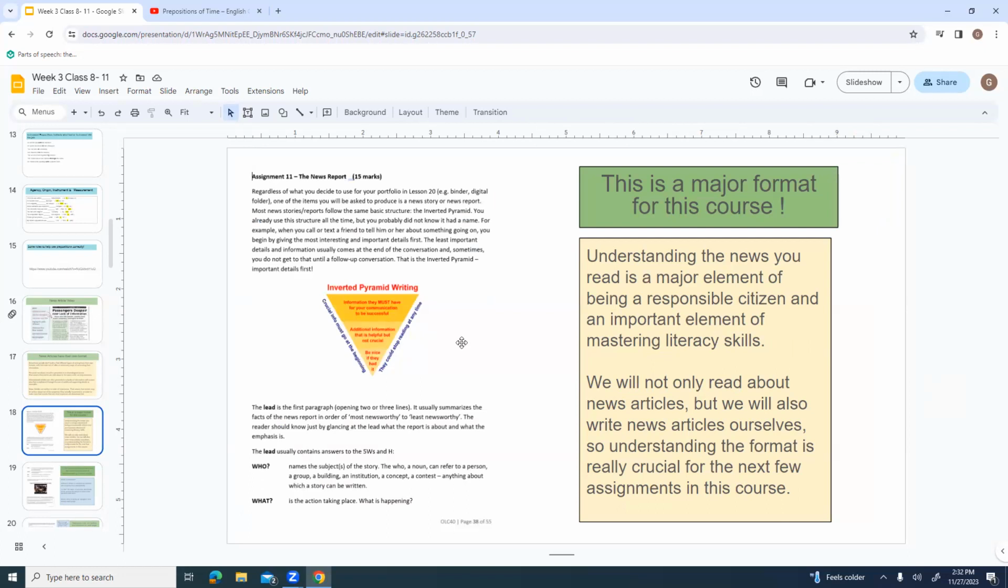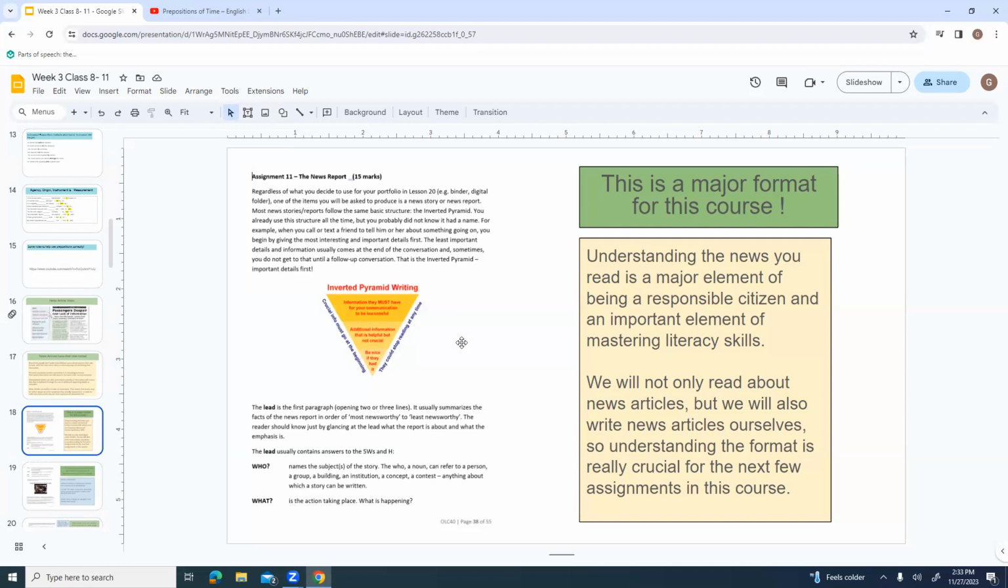Okay, so assignment number 11 is the news report. This part is where we're going to answer questions about a news article, but we're going to understand it first, the whole format, before we answer anything. So regardless of what you decide to use for your portfolio in lesson 20, which is not today, it's way down the road, binder or digital folder, one of the items you're going to be asked to produce or to resubmit is a news story or a news report.